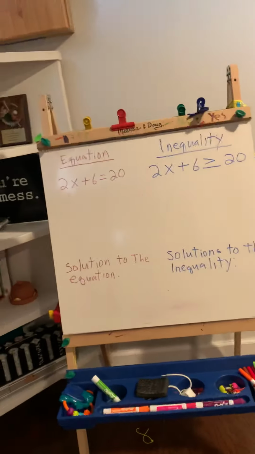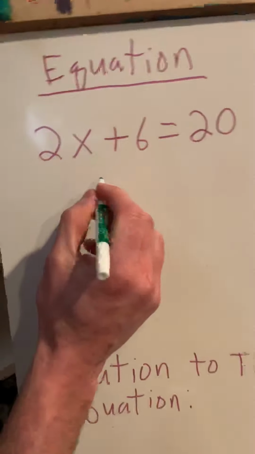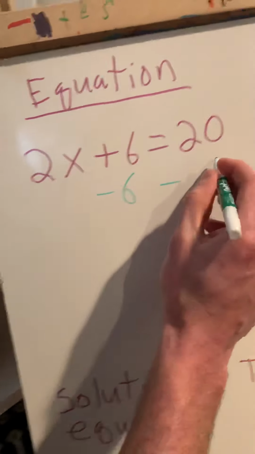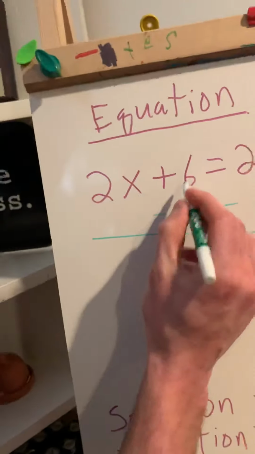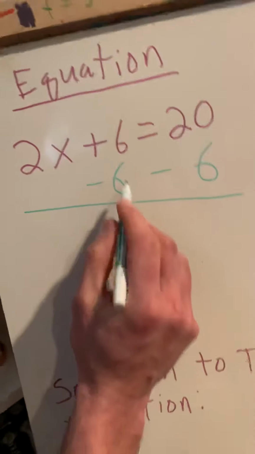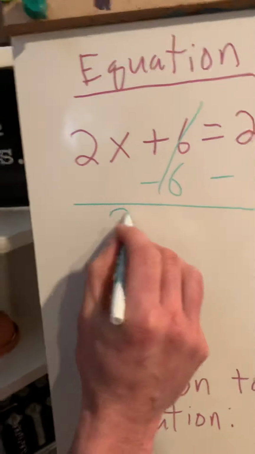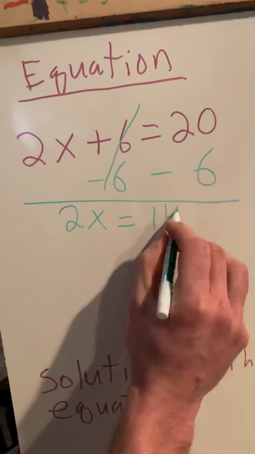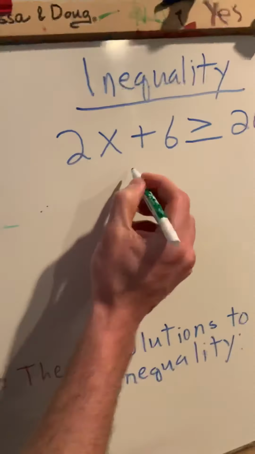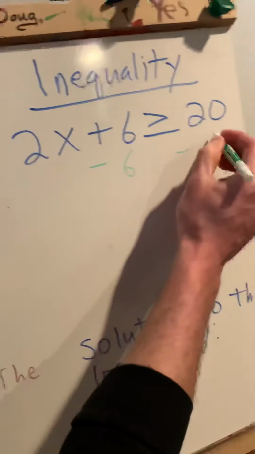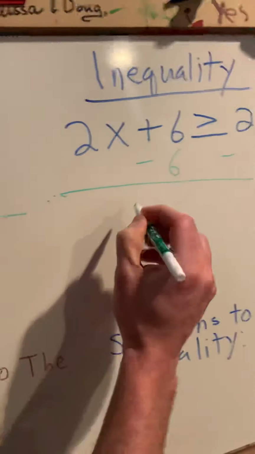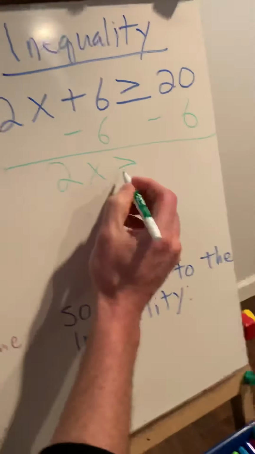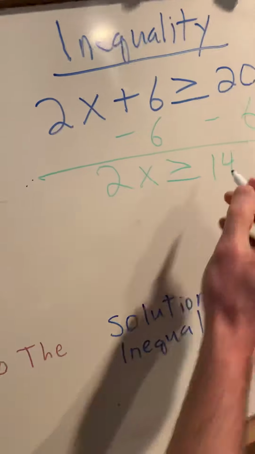So let's review how we'd solve an equation. Remember, your first step to solve an equation like this would be to undo any addition or subtraction. So I can undo adding 6 by subtracting 6. That leaves me with 2x over here, and that leaves me with 14 over here. So I'm going to do the same step with the inequality. I'm going to undo adding 6, and now instead of having 2x equals 14, I have 2x has to be greater than or equal to 14.